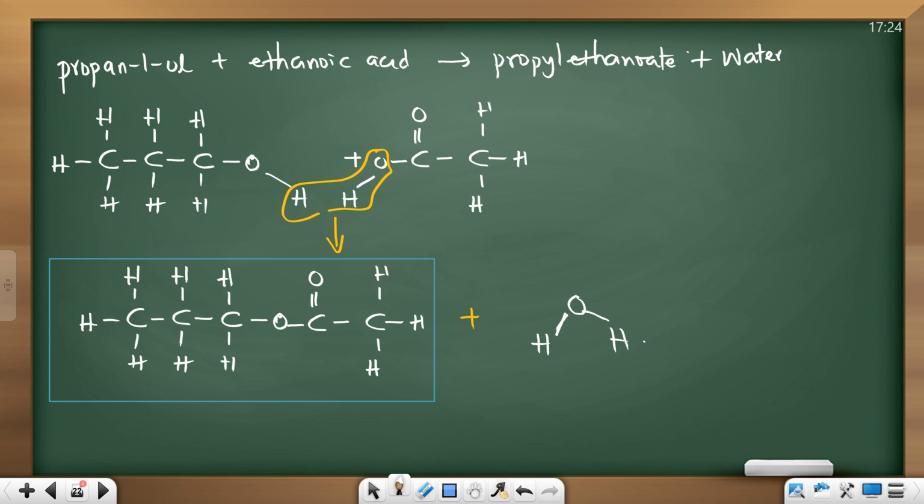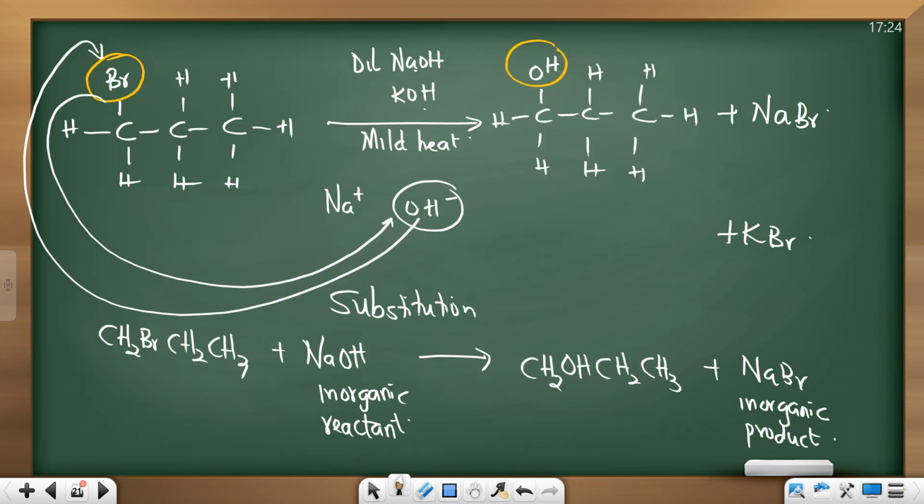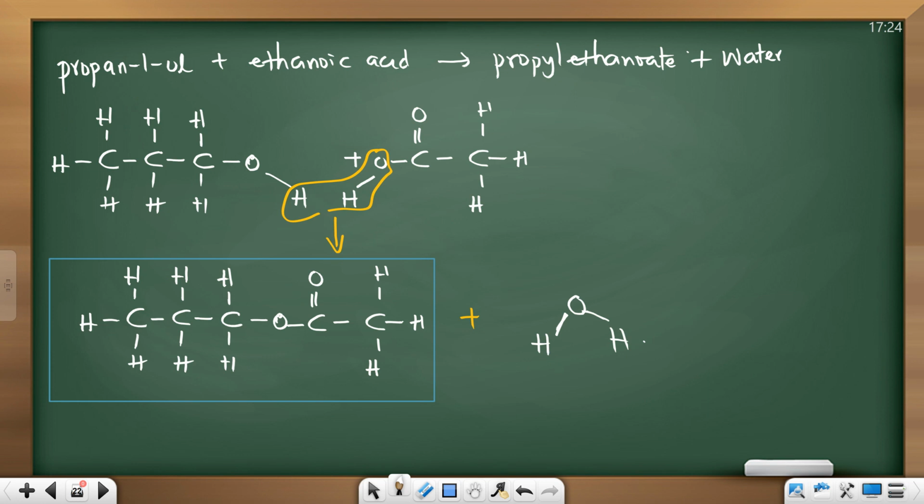Do you know how to name esters? Oh, other organic reactant. Okay. All right. Whatever. Do you know how to name ester? So they wanted this one, right? In the question. But it's important that we are able to draw the whole thing. It's 5 marks. You get 1 for each of the compounds and for it balanced.